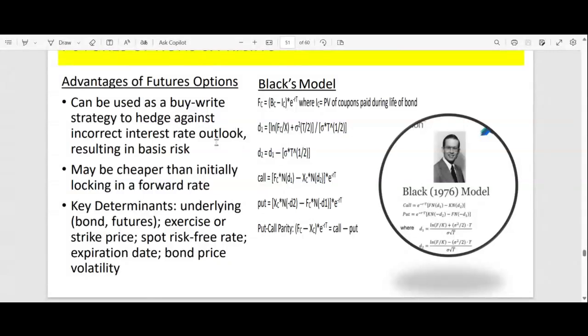And if you have an incorrect interest rate outlook, then you can exercise the call to buy a bond that's going to be profitable at the lower price, or you can sell a bond that's lost value and put that on someone else. All right. So conceptually, we're doing the exact same thing, only we're doing it with futures options, and we were doing it with the stock.